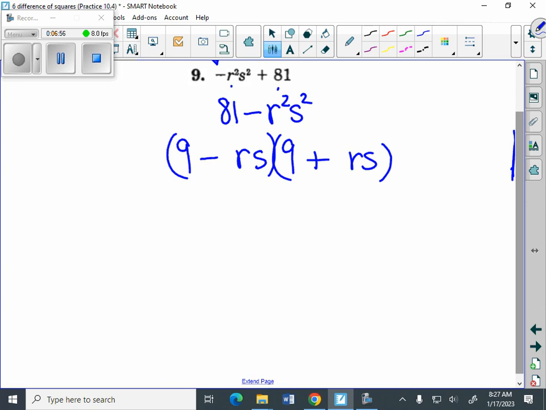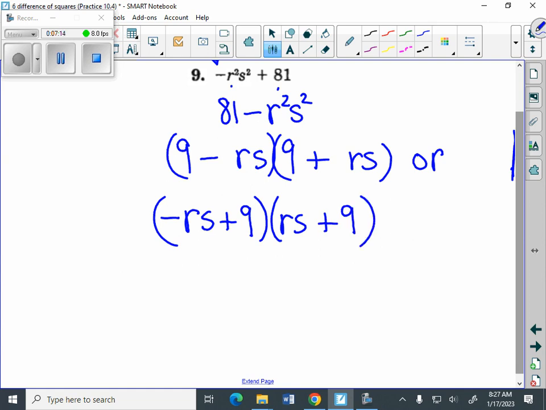By the way, if you're working ahead on the video, or working ahead in class, your other option here would be this: negative rs plus 9, and then positive rs plus 9. That second option is still the same as the first option. It's just without changing the order around.